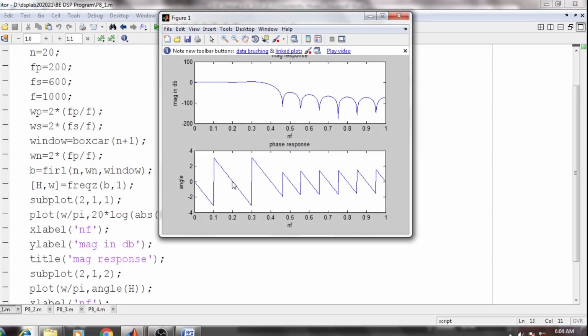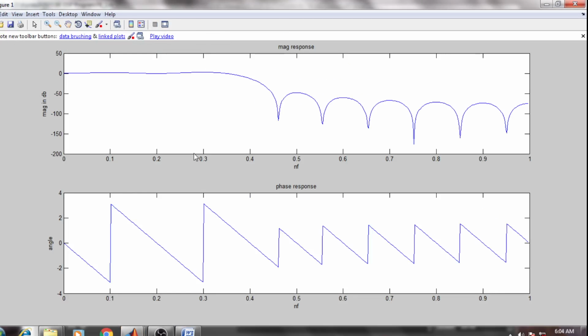Once I run it, you will get an idea how the passband and stop band get separated in the magnitude and phase plot. See, in terms of magnitude I have mentioned 400 and 600 as the passband and stop band frequencies. So in the passband you will get a flat response, but in the stop band you will get a ripple. That ripple is showing you the stop band, right?